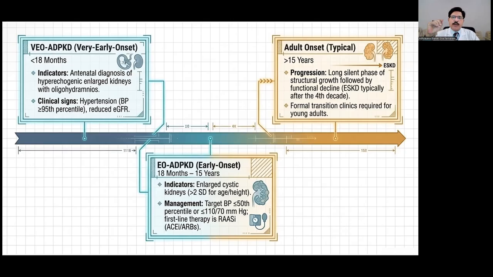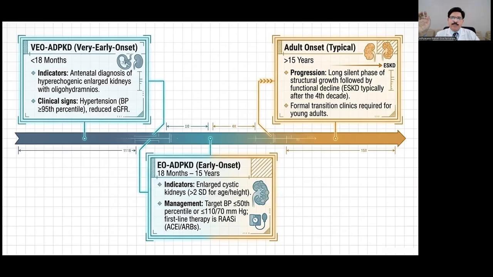Then EO-ADPKD, 18 months to 15 years. Enlarged cystic kidneys are there. Management: target blood pressure less than 50th percentile or less than 110/70. First line therapy with RAS inhibitors. No combination of ACE inhibitor and ARBs.